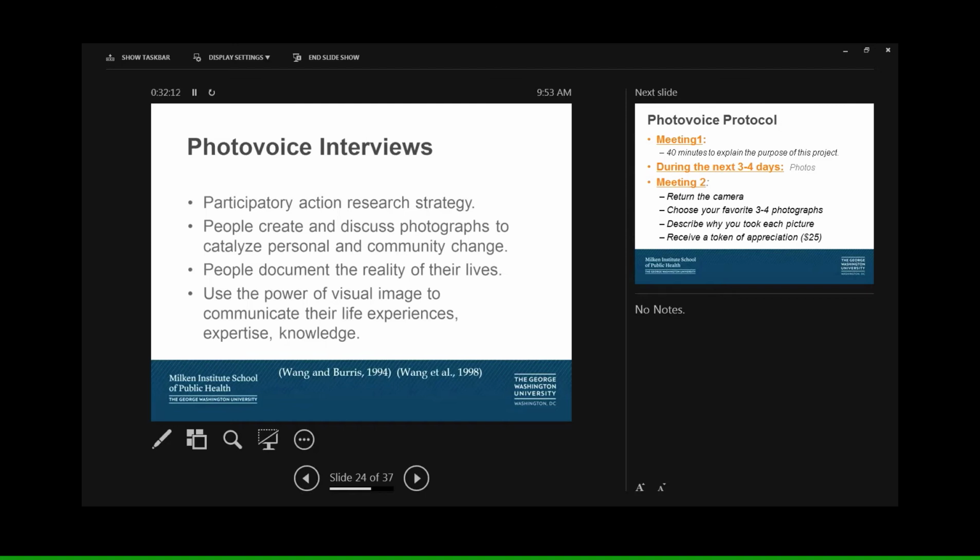So the photo voice interviews are participatory. It's a strategy that's participatory, where we're asking people to create and discuss photographs to catalyze personal and community change, where people take the cameras and they document the reality of their lives. So they use the power of visual image to communicate their life experiences, expertise, and knowledge.